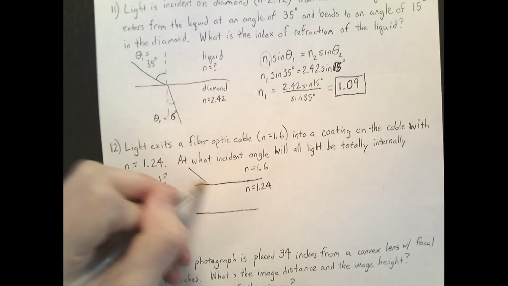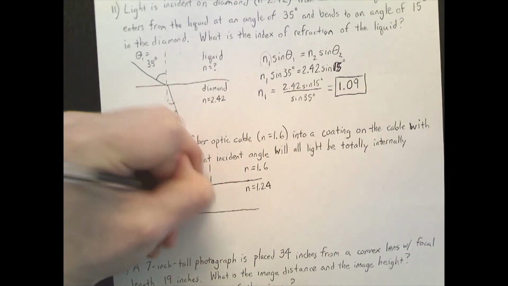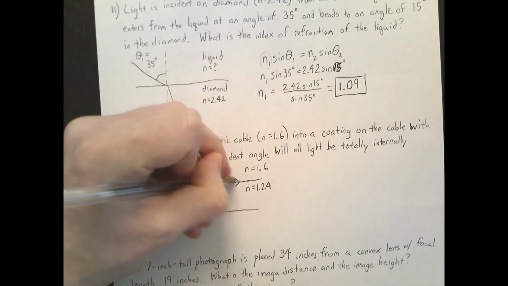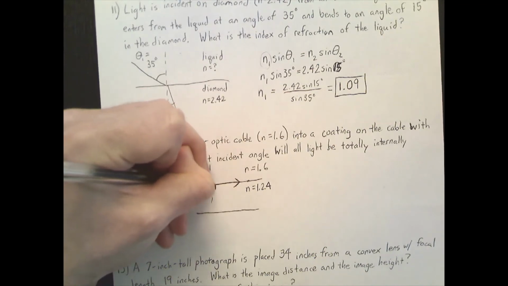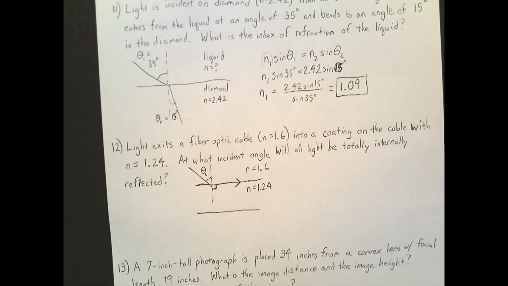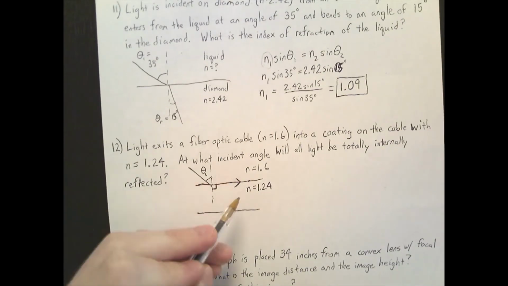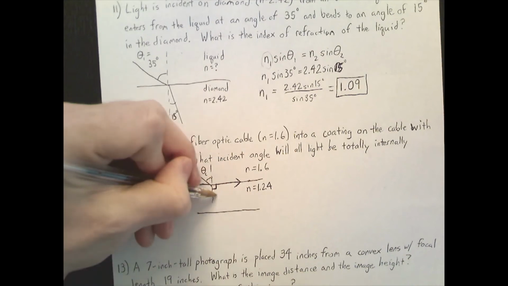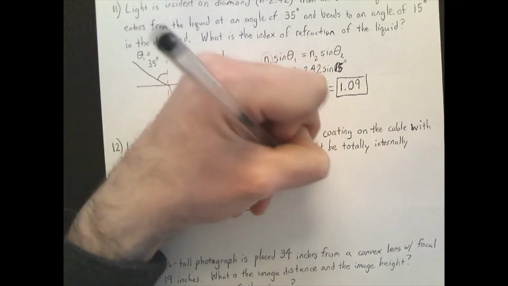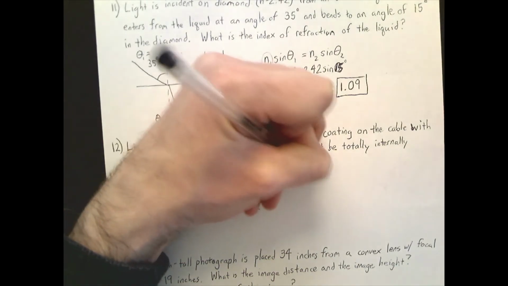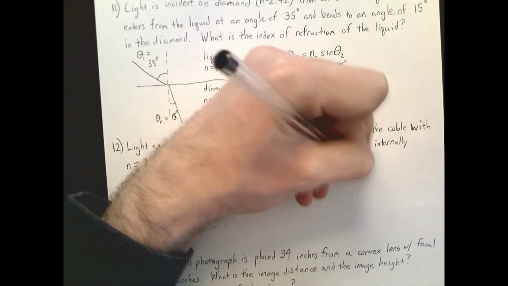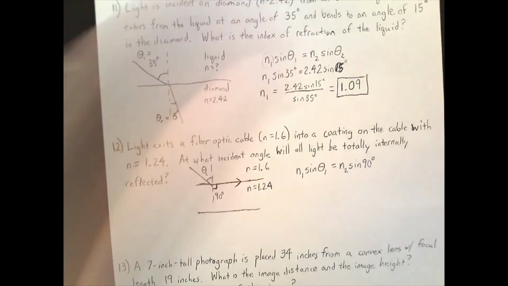So we want this light to come in at a critical angle, and we don't want any of the light to escape. All the light here is going to make a 90-degree or larger angle to be trapped inside. We know the indices of refraction, and we know the refracted angle is going to be 90 degrees. So we can set up Snell's law again. N1 sine theta 1 equals N2 sine of 90 degrees.